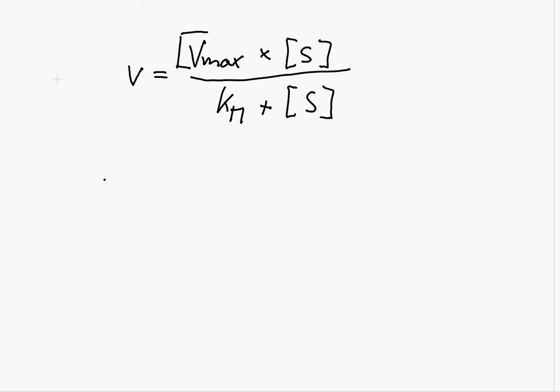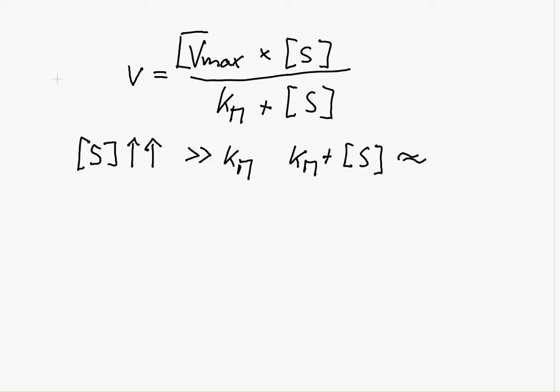Let's assume that our substrate concentration is very, very high, and much higher than Km, so much, much larger than Km. Therefore, if this is the case, I can write Km plus substrate concentration is very similar to the substrate concentration itself, because Km is so small, it does not really play a big role in this sum.